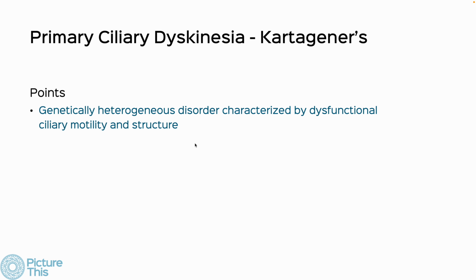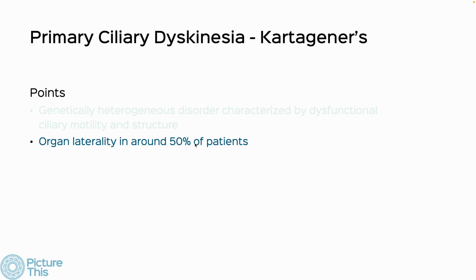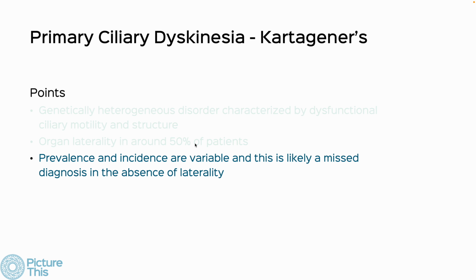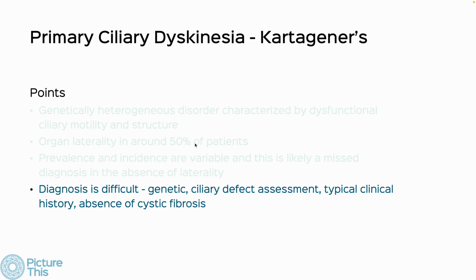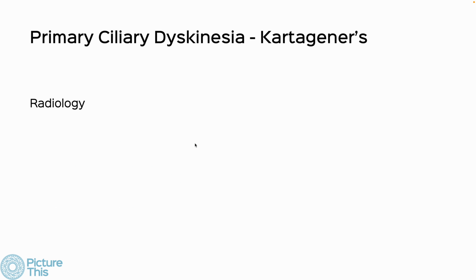So it's a genetically heterogeneous disorder with dysfunctional ciliary motility. The organ laterality is seen in around 50% of patients. That means that you'll have either situs ambiguous or situs inversus. Prevalence and incidence are variable, and it is likely a missed diagnosis, especially if there is no abnormal laterality. And the diagnosis is difficult because you don't have a specific way to diagnose. There are genetic tests, there's ciliary defect assessment, and obviously absence of other causes like cystic fibrosis, etc.